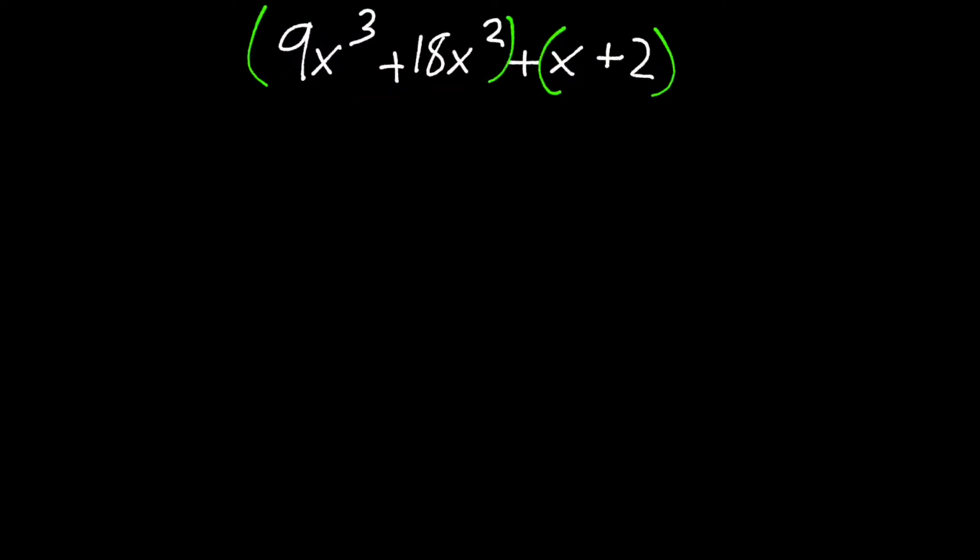If you said 9x squared, you'd be correct. That is the GCF for this first parentheses. What do you think the GCF for this second set of parentheses is going to be? If you said 1, you'd be correct. So, what we have here is we are going to take that 9x squared and we are going to divide each term in the first group by that. And in the second group, we are going to divide each term by 1.